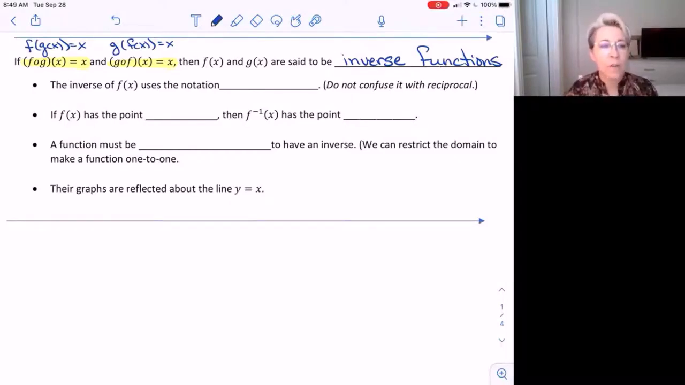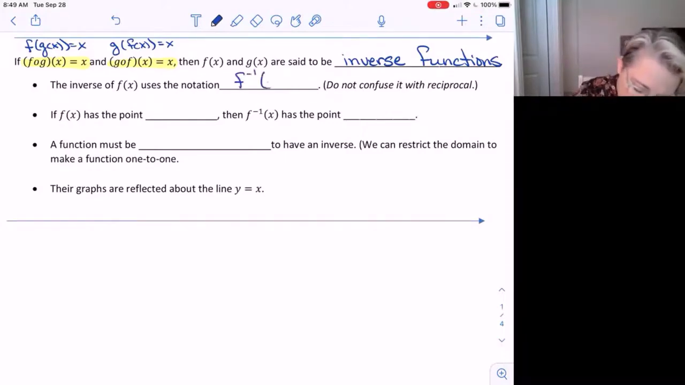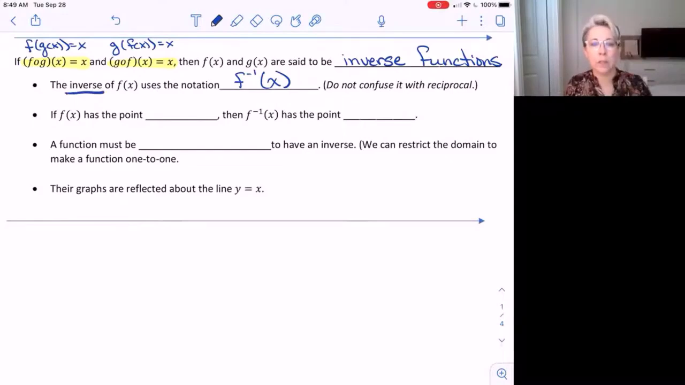The notation for an inverse function is f with a -1, which looks like an exponent, superscript, of x. Do not confuse it with a reciprocal, okay? So you have to look at the context. If that -1 in the exponent position is within function notation, then it is in fact the inverse function of the parent function f of x. You do not flip it.